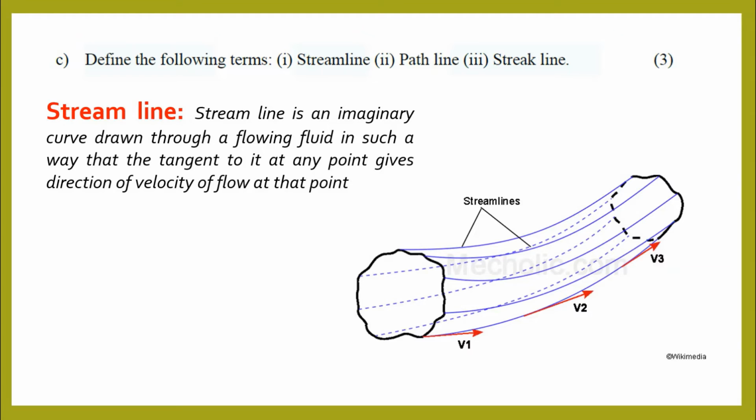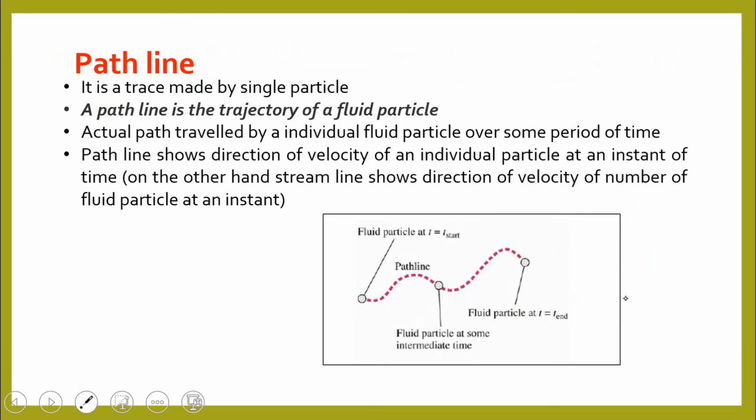Now, the second question was to define the terms streamline, path line, and streak line. So, streamline is basically an imaginary curve drawn through a flowing fluid in such a way that the tangent to it at any point gives the direction of velocity of flow at that point. So this is a figure of streamline. You can see here the tangent is showing the direction of the velocity at that point.